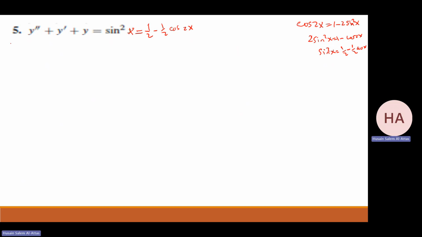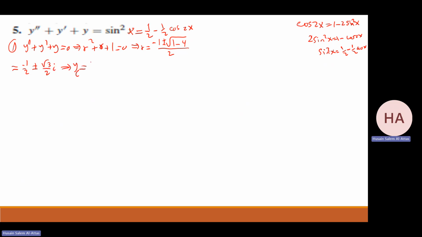Okay. So first I solve the homogeneous. That's easy to solve. What will be the auxiliary equation? It's r squared plus r plus 1 equals 0. So you have r equal minus b plus or minus square root of b squared minus 4ac over 2. So r equals minus 1 over 2 plus or minus square root 3 over 2 i. So yc will be c1.